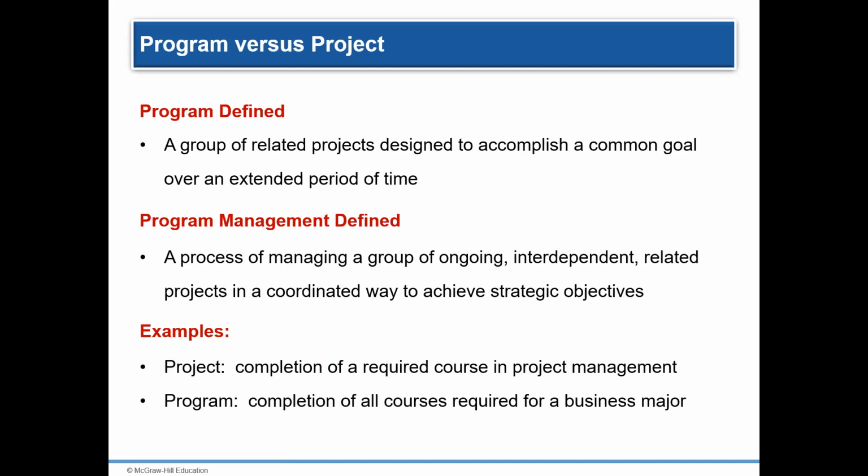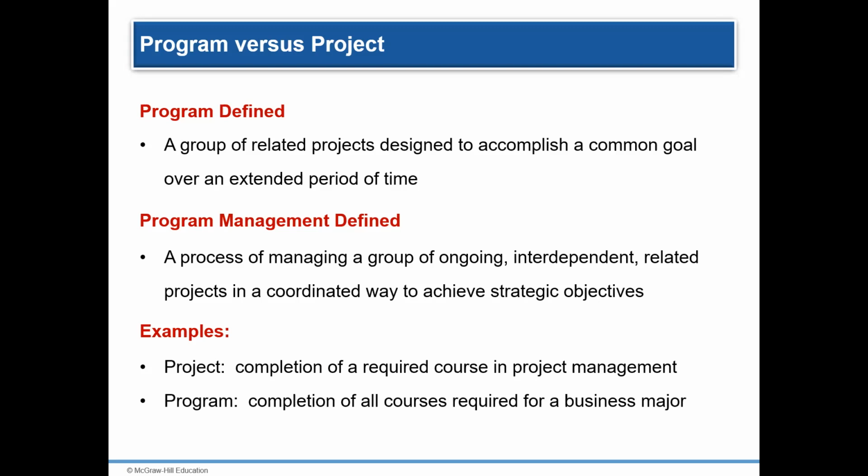Okay. So when you look at program management, it's a process of managing a group of ongoing, interdependent, related projects in a coordinated way to achieve a strategic objective. Okay. So basically, BBA has always been done before. With the BBA, you know exactly what the course is, but when you go into a class, that's the program. And then your projects in the class, your activities are completely different.